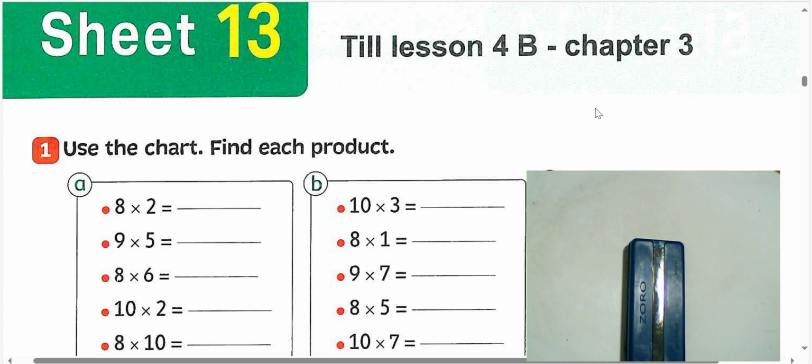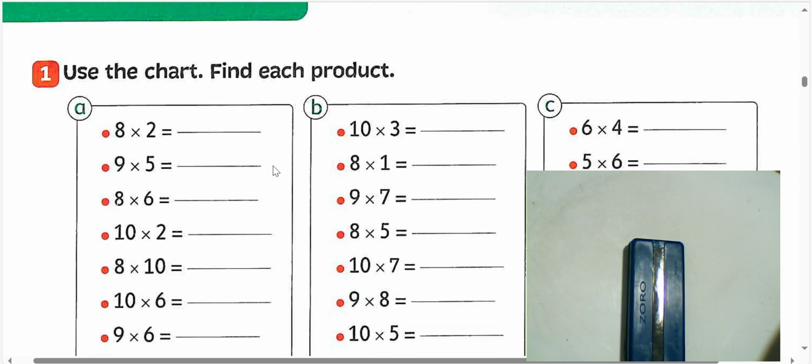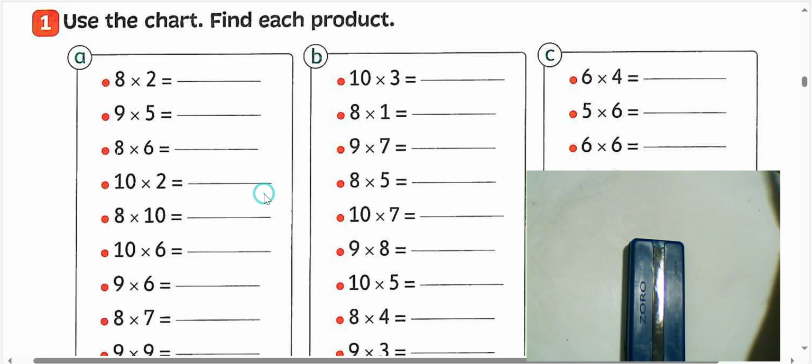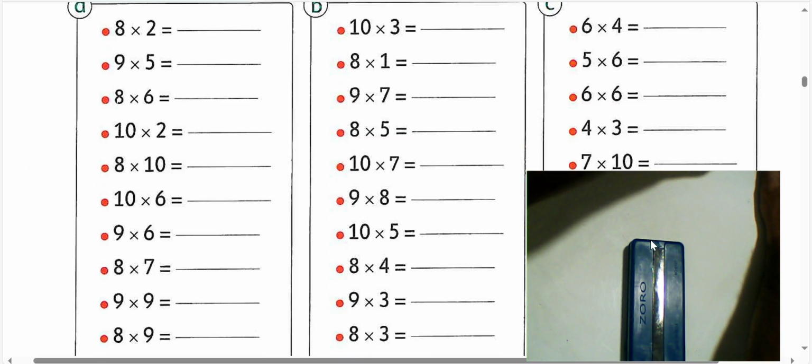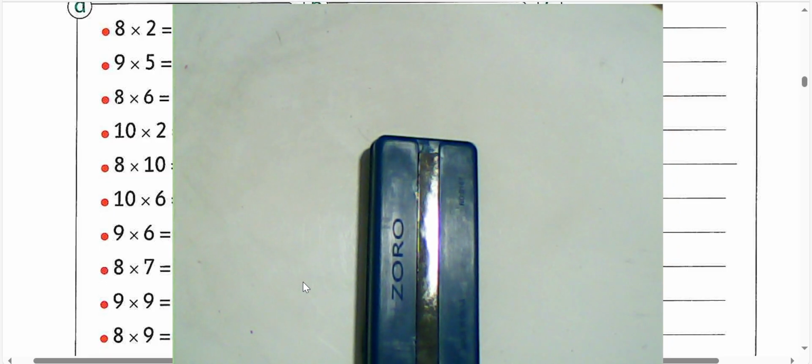Grade 3. Today we'll solve sheet number 13 till lesson 40, chapter 3. Use the chart and find each product. 8 times 2, its meaning 8 plus 8 equals 16. Okay, you can write the answer here. Look with me at the answer.